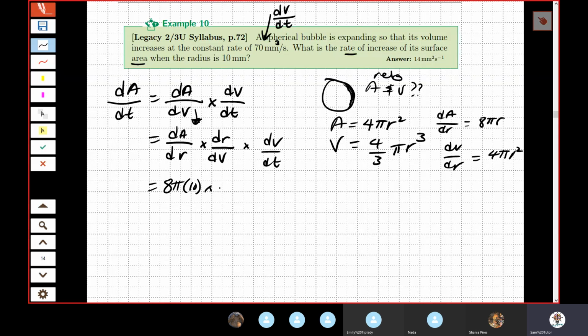All right, now all good with everything? Yeah. Done. 4 pi radius squared times dV on dt. dV on dt is 70. And that's the answer, 14 millimeters squared per second. Good. I hope this is getting even easier as we keep going through it. Any questions? Andy, any questions? No. It's starting to make a lot more sense now? Yep. All right. Good.